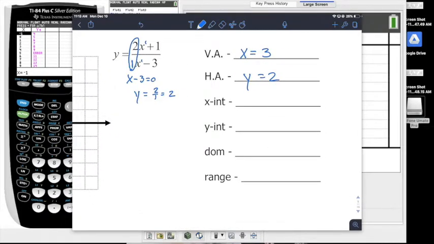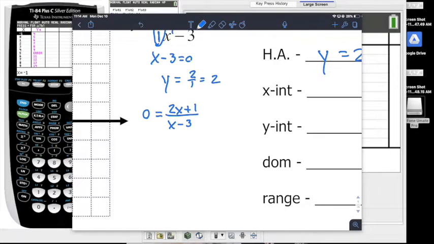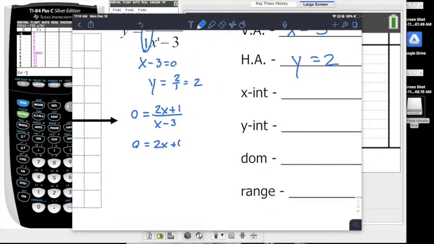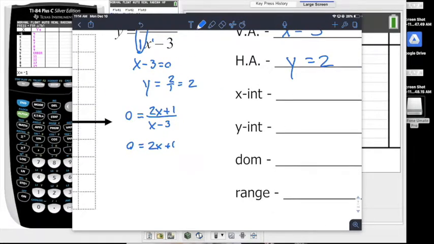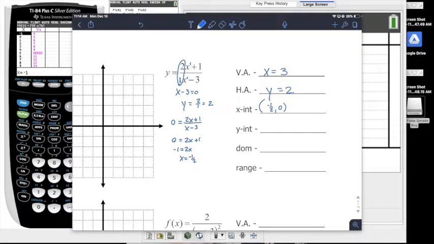All right, x-intercept. With the x-intercept, we set the left side equal to 0. If you multiply both sides by x minus 3 to cancel out the denominator, really that's just going to be 0 equals 2x plus 1 right there. Really just set your numerator equal to 0. And then we'll subtract 1 and then divide by 2. x is going to be -1/2. So we'll write that as the ordered pair -1/2, 0. You can actually go and plot that here in a second.